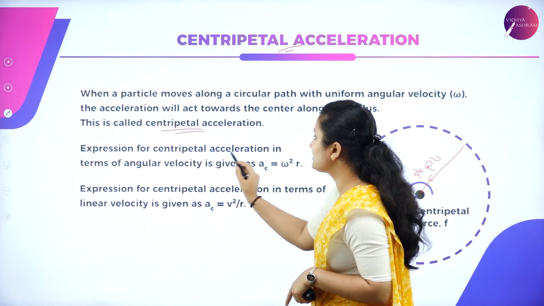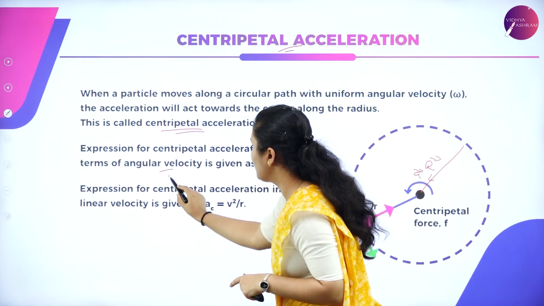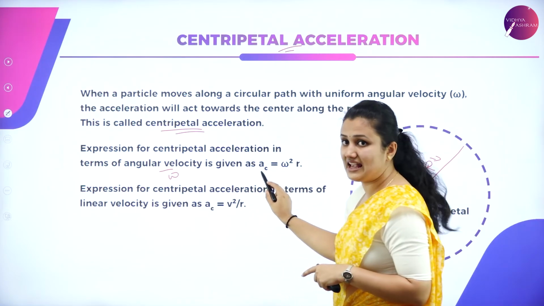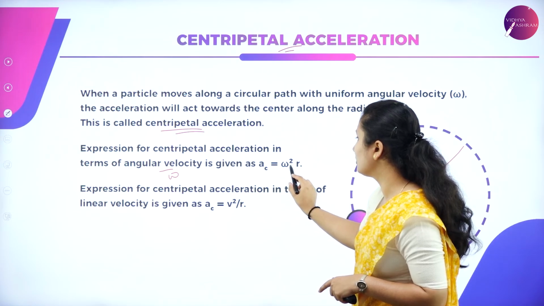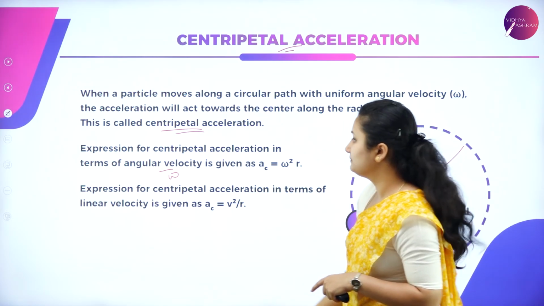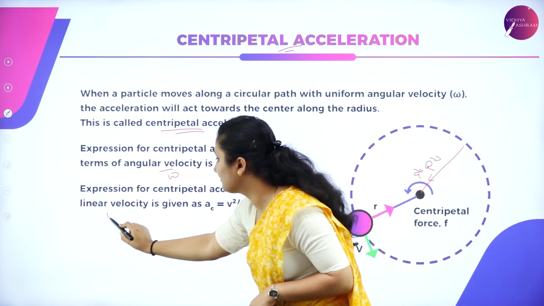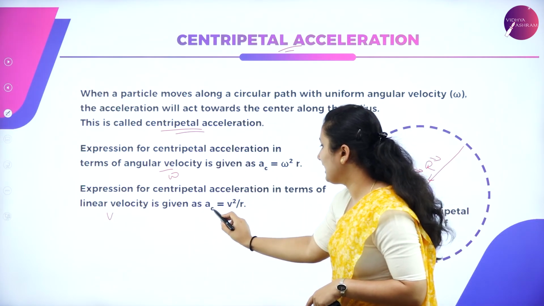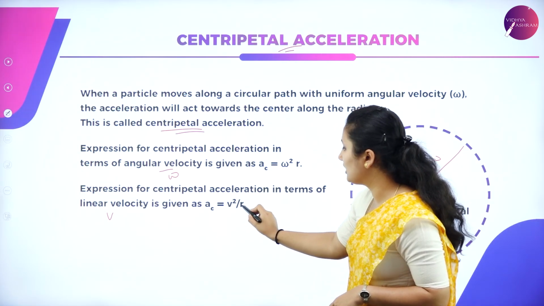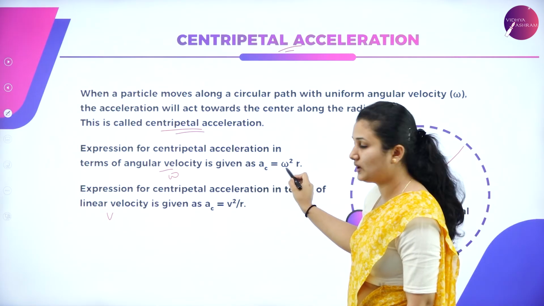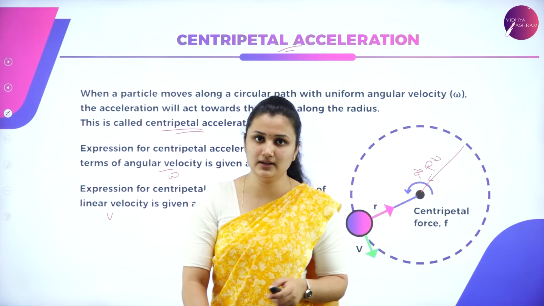So the expression for centripetal acceleration in terms of angular velocity is given as a_c equal to omega square r. The expression for centripetal acceleration in terms of linear velocity V is given by a_c equal to linear velocity square by radius, which is angular velocity square into radius. This is about centripetal acceleration.